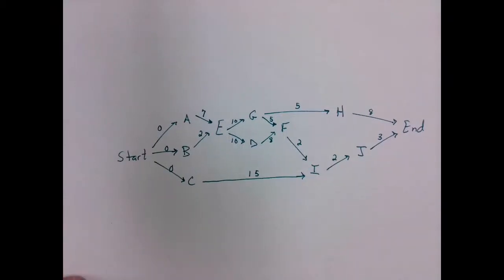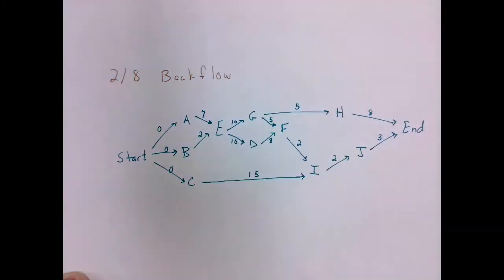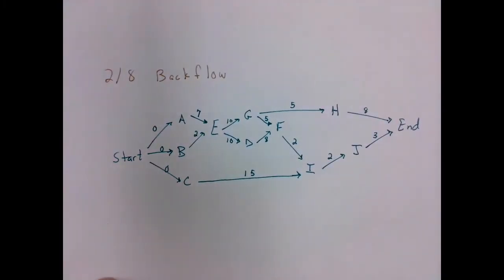Alright, last time we were together we took a look at critical path analysis. Today we're going to take a look at what's called backflow analysis. So this is backflow. We're going to use the same example we used for critical path analysis. We're just going to apply a separate method. You can see this is the same graph that we worked with on Monday.